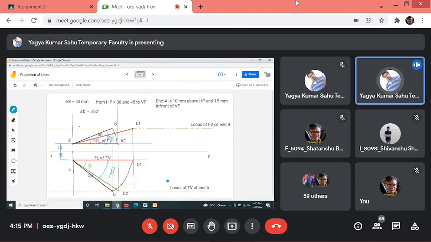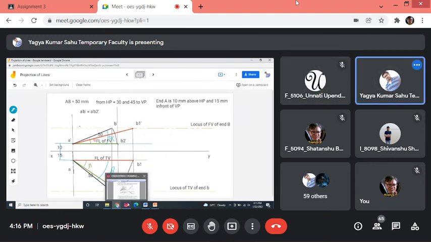Suppose in the question angles are not given. In this question angles like 30, 45, final angles are not given. What is given? The length of front view and top view. A dash B2 dash is given and A B1 is given. The question will be made. Can you make this question? Yes, sir.